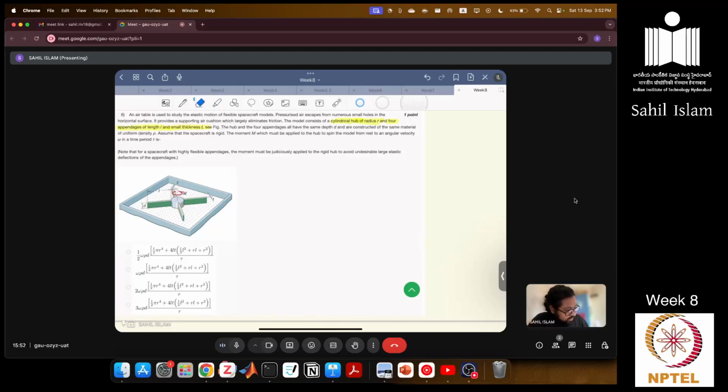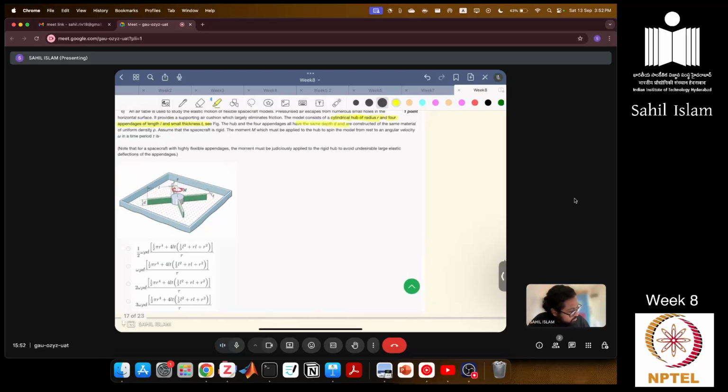So this length from the horizontal to the top surface all have the same depth d, and are constructed of the same material of uniform density rho. So all are considered the same material with uniform density rho. Assume that the spacecraft is rigid, and the moment m must be applied to the hub to spin the model from rest to an angular velocity omega in the time period t.